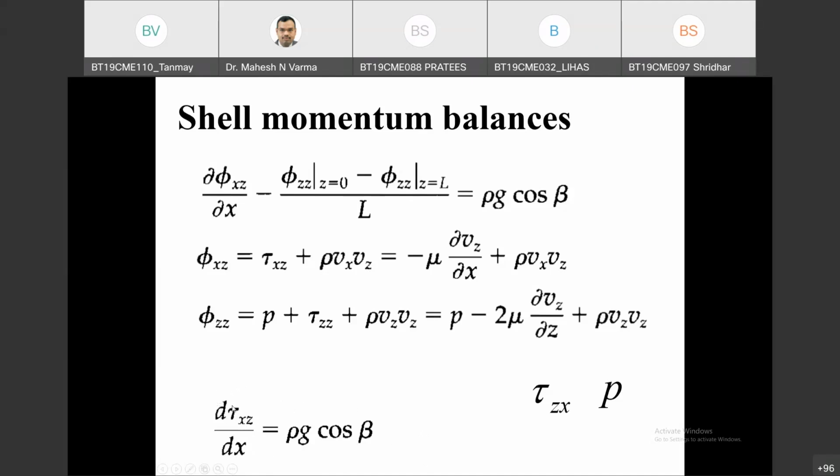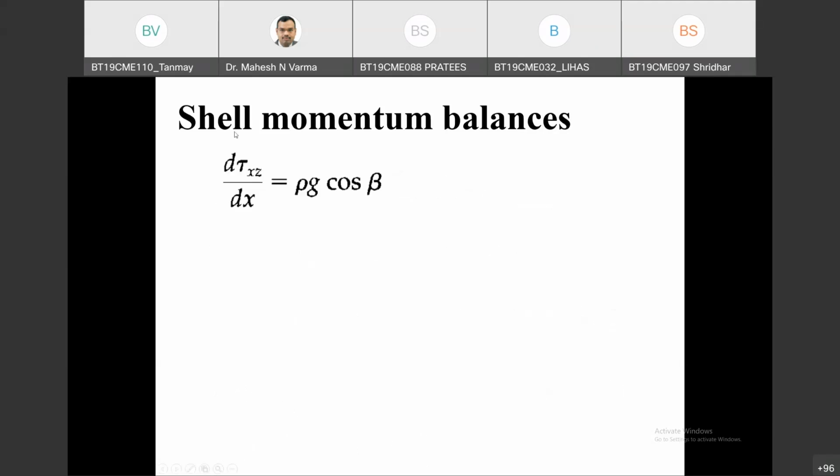To get the profile equation for this momentum transfer, at least one boundary condition is needed. After integrating this equation, I will get tau xz equals rho g cos beta into x plus c1. To get this constant c1, I need at least one boundary condition.